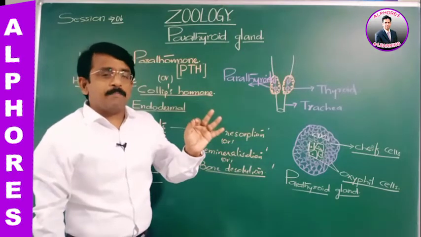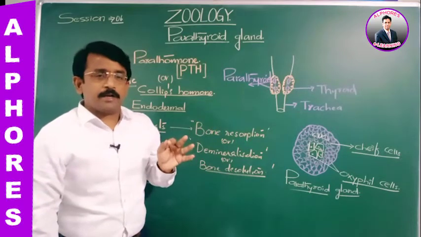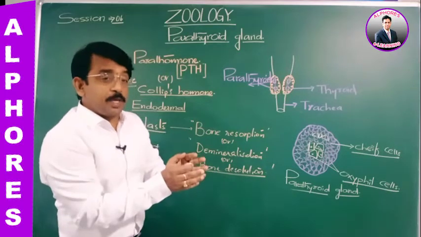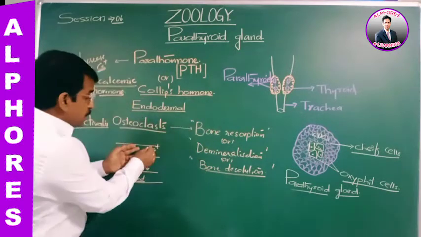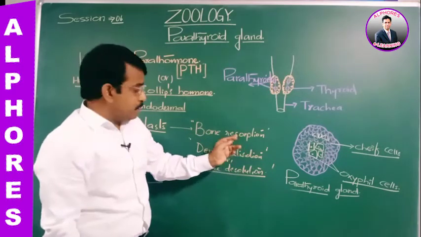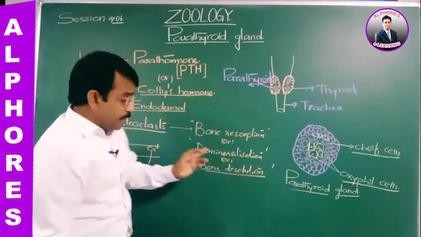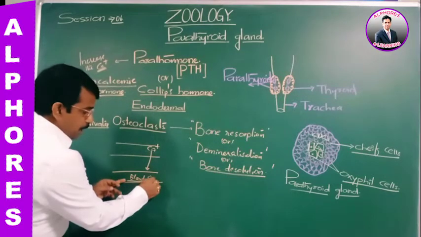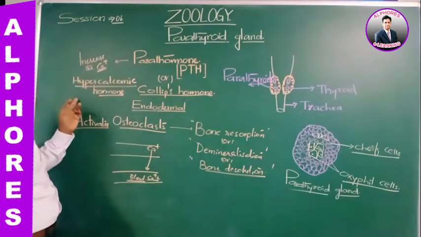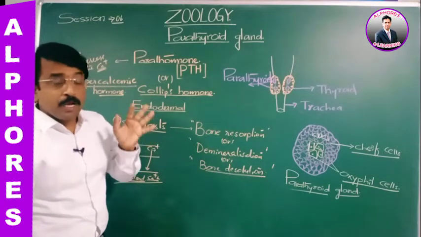Generally the bone includes calcium phosphate and calcium carbonate. So the calcium phosphate is dissociated and the calcium present in the bone reaches the blood. This is named bone resorption or demineralization or bone dissolution. So it increases the calcium levels in the blood. Calcium levels in the blood are increased by parathormone. So it is said to be the hypercalcemic hormone.